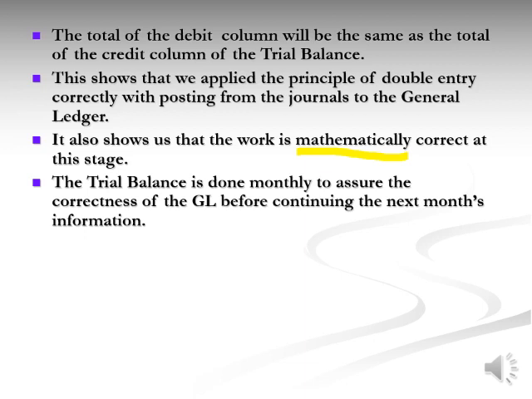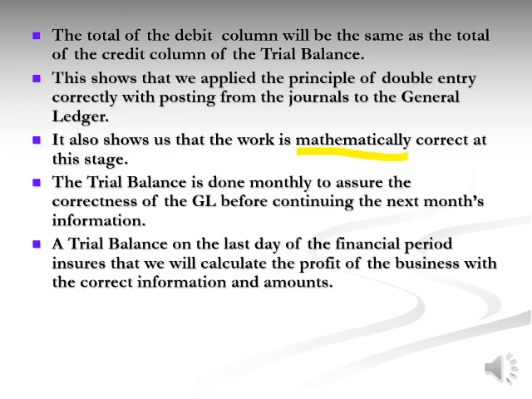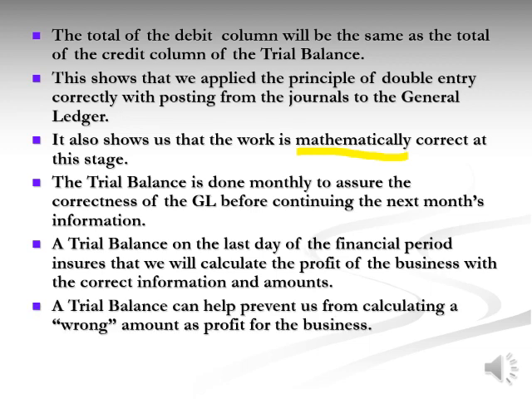That certifies for us that what we have done in the first month is correct. Move on to the next one up until we finish the whole year, that is our financial year. Therefore, a trial balance on the last day of the financial year or financial period ensures that we will calculate the profit of the business with the correct information and amounts, because we'll be checking this information every month as we do the trial balance. So there's no way we can now use wrong information at the end of the year. So that is another importance of doing the trial balance.